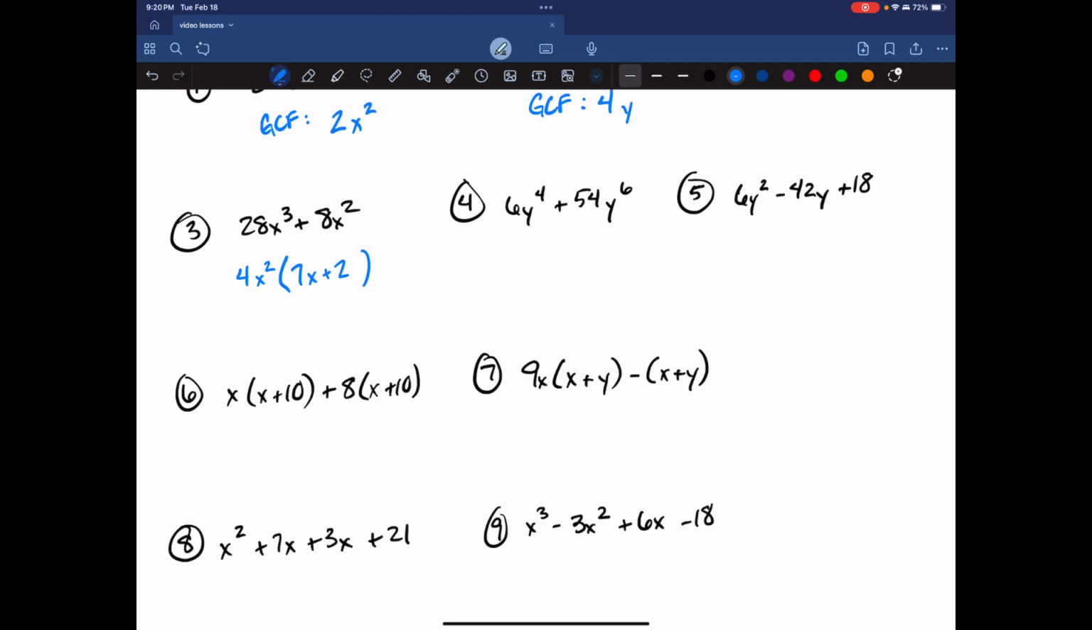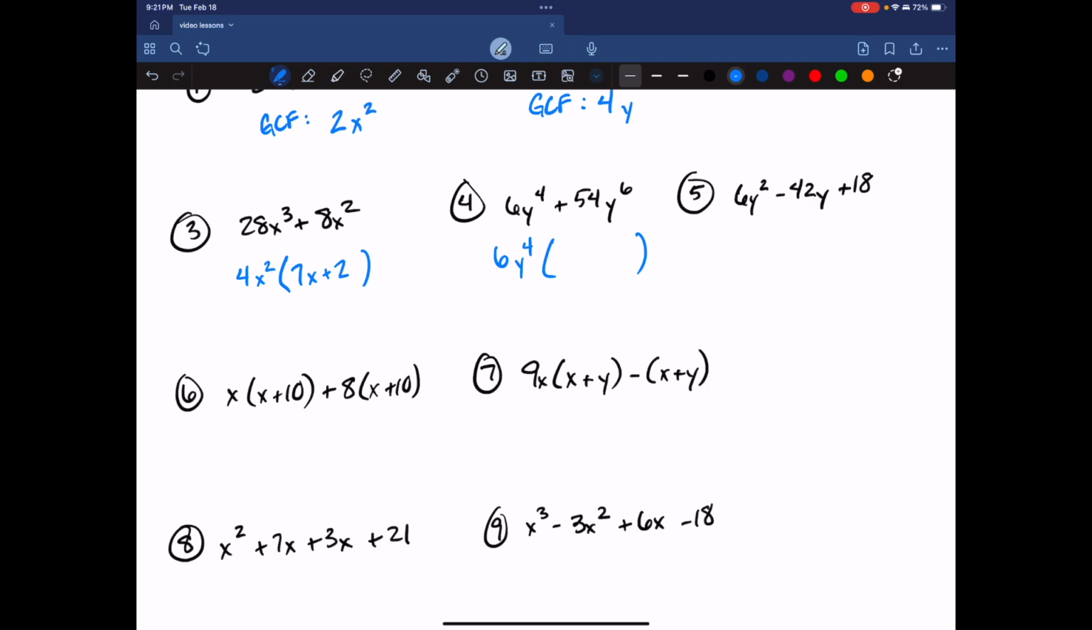Okay, on number 4, again, just take it one step at a time. Look at your numbers. 6 and 54, what goes into it? Well, 6. And then y to the 4th, y to the 6th, says I can pull the y to the 4th out. Now, this is interesting because 6y to the 4th is my first term, but it's also my greatest common factor. So if I'm taking that common factor out, I have to replace it with something because I'm not just getting rid of it. All right, I'm not going to have just one term on the inside.